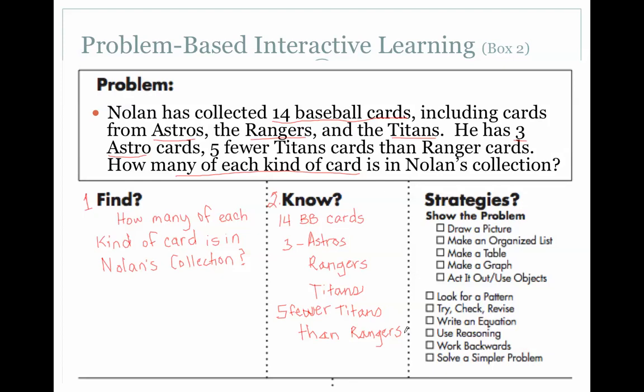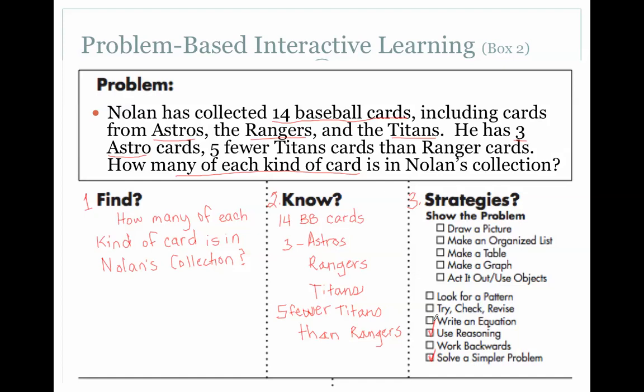Okay. So now that I've listed my information and pulled it out of the problem, I have to make a decision, which is step 3, about the strategy that I'm going to use. Well, I'm going to try a simpler problem because I think if I break this into a couple smaller problems, it will be easier to work with. And then I'm going to use reasoning to help me solve this problem, which means I have to think about the information and I have to think about it step by step as I'm working through those simpler problems.